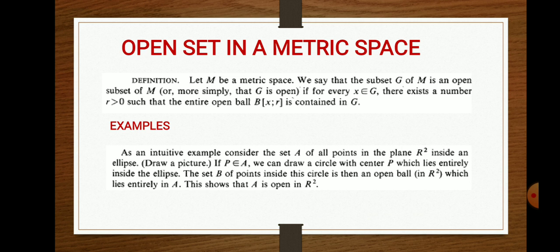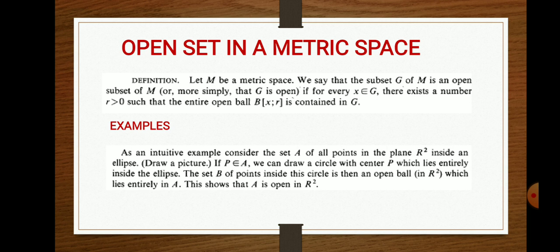Next one is the open set in a metric space. Let M be a metric space. A subset G of M is an open subset of M if for every x belongs to G, there exists a number R greater than 0 such that the entire open ball B with center x and radius R is contained in G.